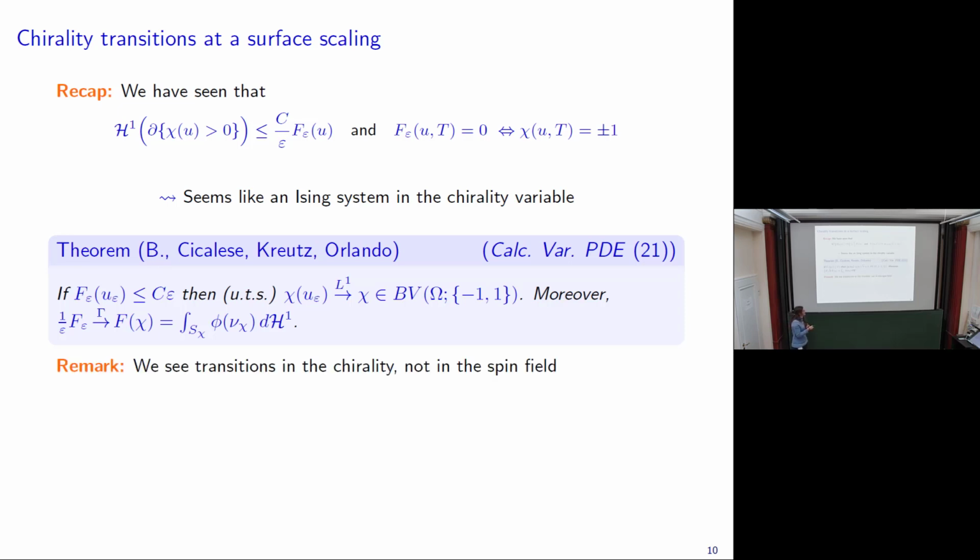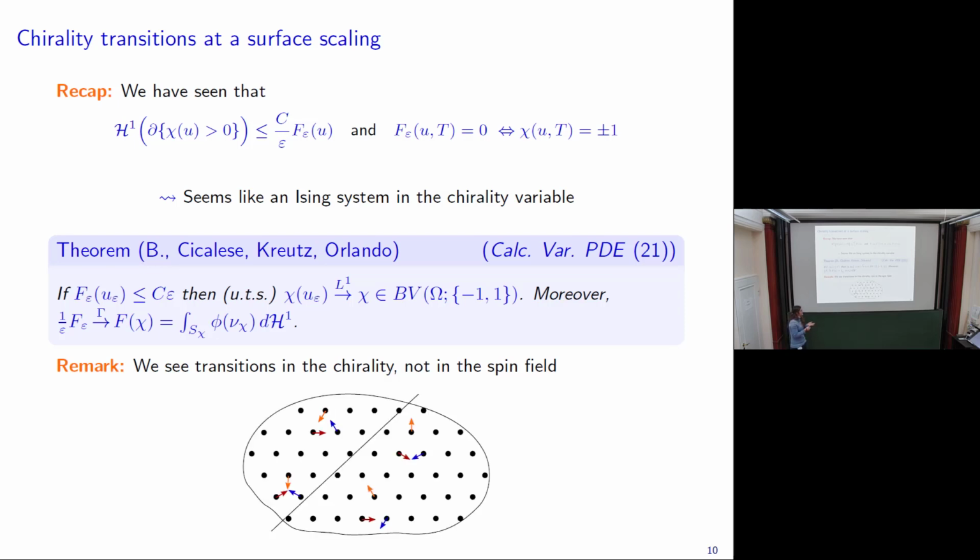Let me just say, as a remark, that you see the transitions in the chirality, not in the spin field. And that's also why on the square lattice you don't see an effect like this, because you don't have a chirality. So what you can think about is that for small epsilon, your domain will be partitioned into several regions. You should have configurations where the chirality is close to 1 in one part, and in the other part the chirality is close to -1, but they might rotate. Of course, you would like to understand something more about this possibility of rotating.